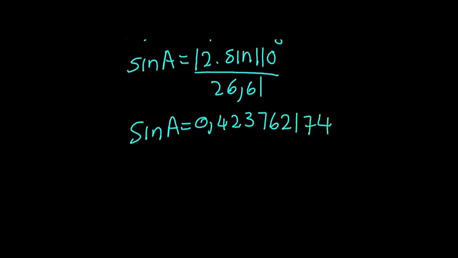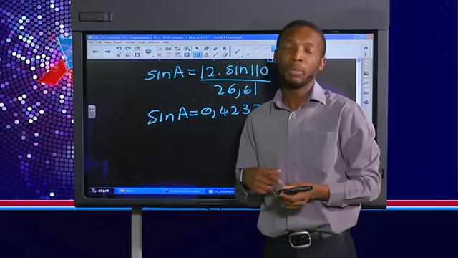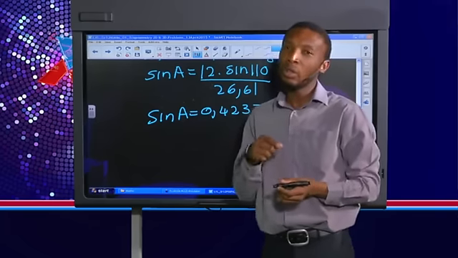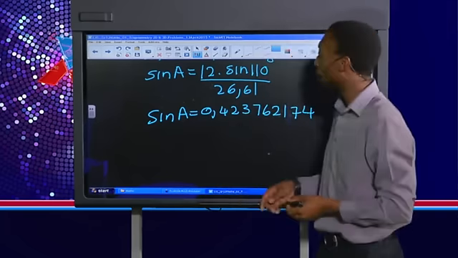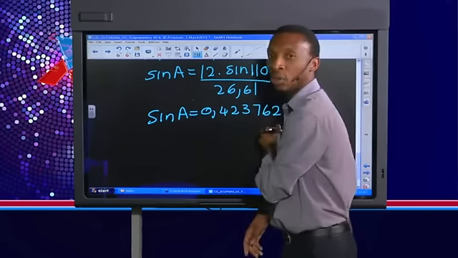Okay, guys, it's important to keep all the digits and round off your answer only right at the end, because if you round off too early, you're moving further and further away from the actual value. So now that we've got the ratio, we want to work out the angle.